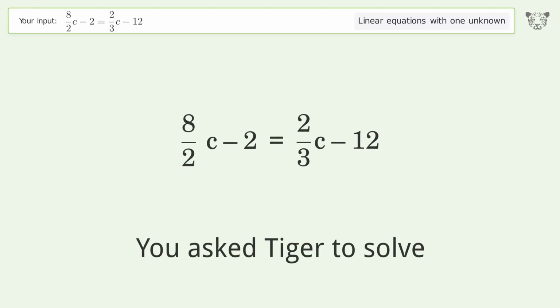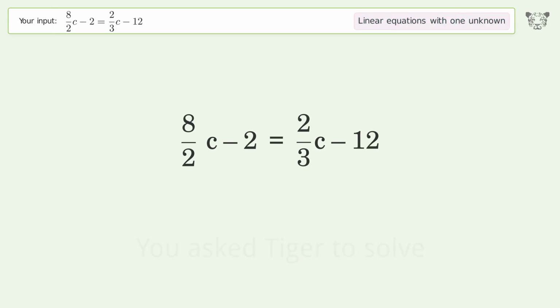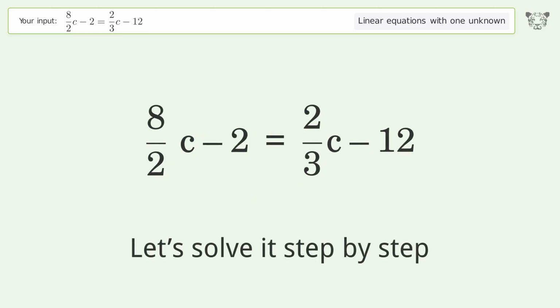You ask Tiger to solve. This deals with linear equations with one unknown. The final result is c equals -3. Let's solve it step by step.